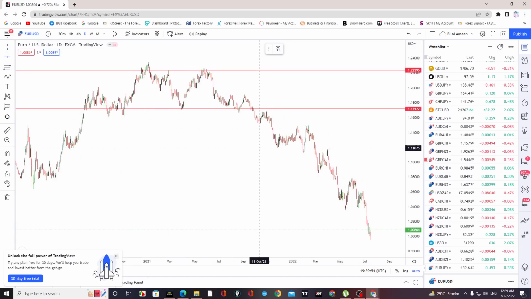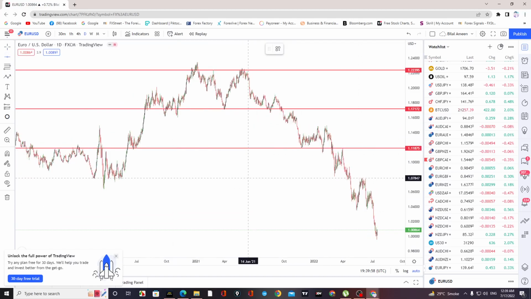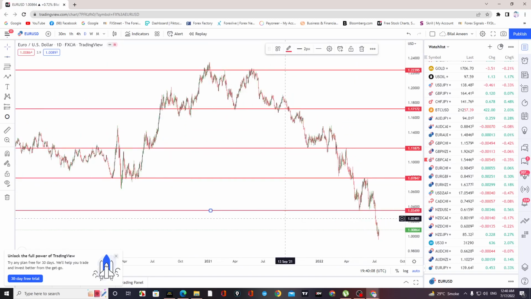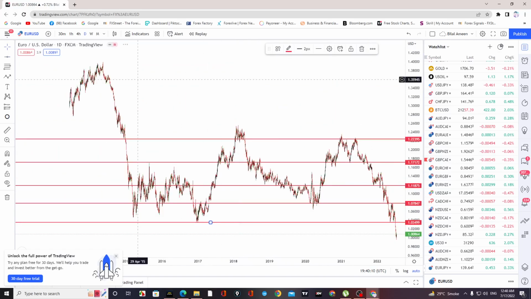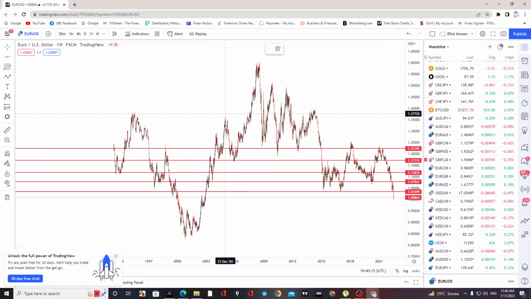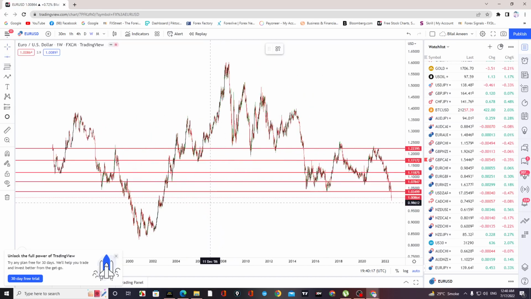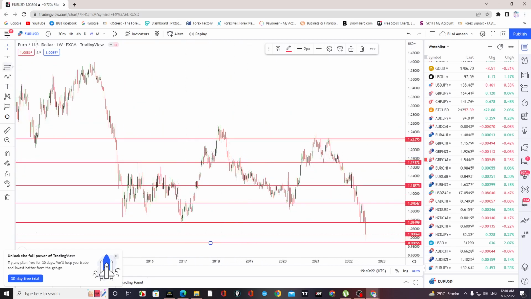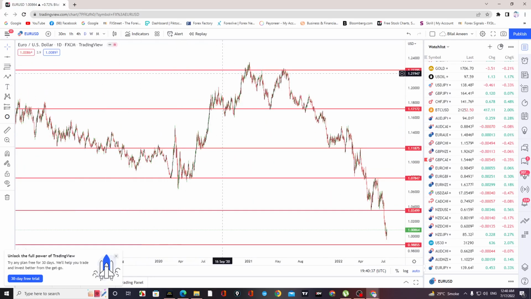and this is our second support, and this is our third support, and this is our fourth support. And this is our another support. As we can see, this is our resistance and this is our support.